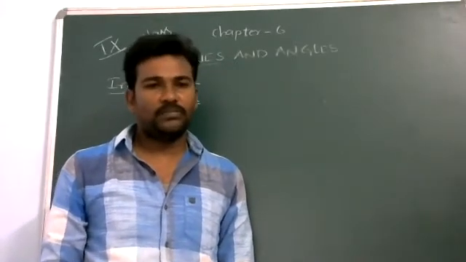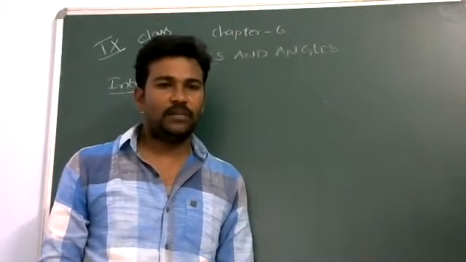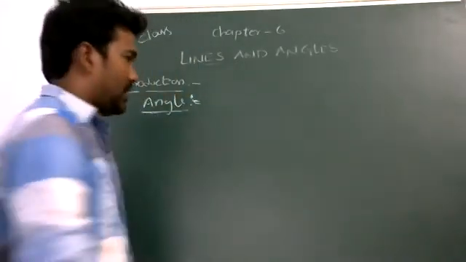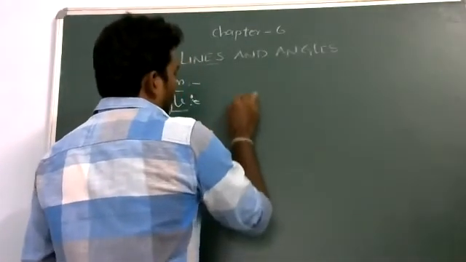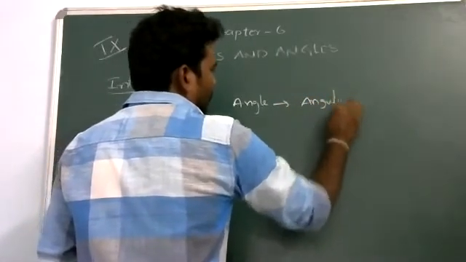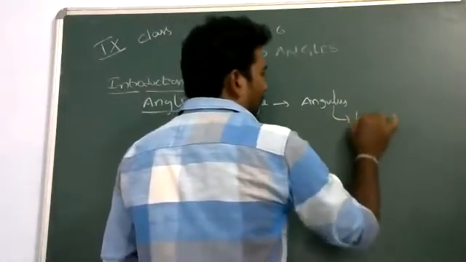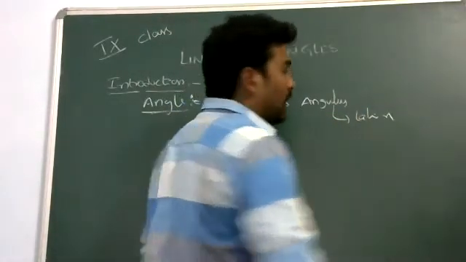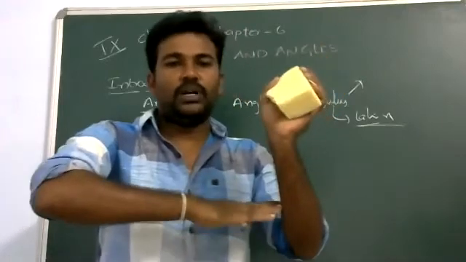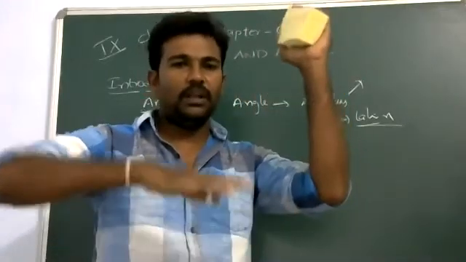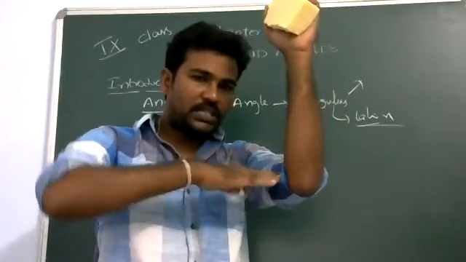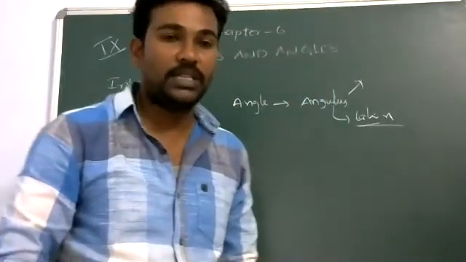The word angle comes from the Latin word angulus. In Latin, angulus means the joining of two words. Suppose this is a word and this is another word. The joining of two words means this place. This joining place is called an angle.